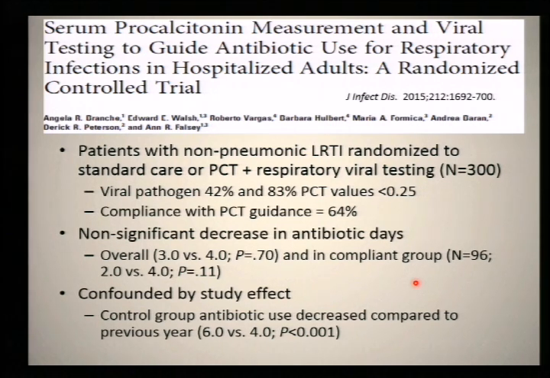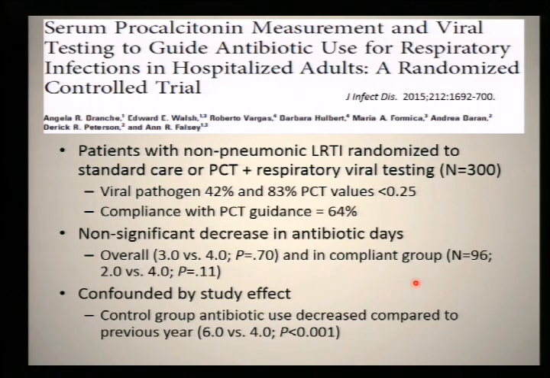And what they found is using that in the PCT group, 40% of people in that group had a virus detected, and over 80% had a low procalcitonin. They wanted to comply with stopping, and they found about 64% did. What they found is a decrease of antibiotic use, but it wasn't significant. Overall, it was 3 versus 4 days, and in the compliant, 2 versus 4 days.